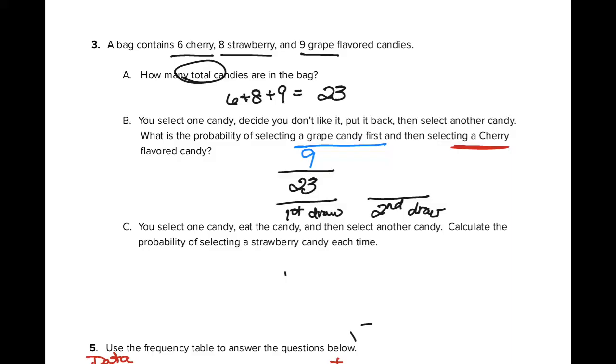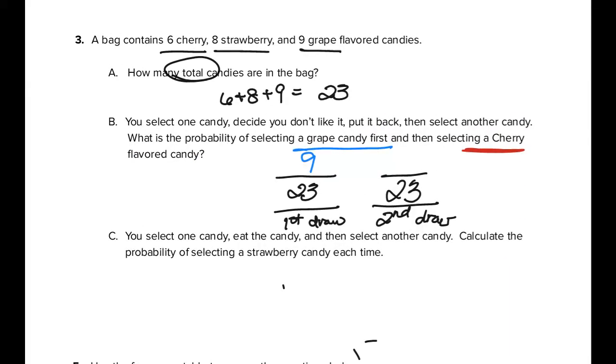So you put it back in the bag. So for my second draw, how many do I have to choose from total? I still have 23 because we put that candy back. But this time I want to get cherry. How many cherries do I have? 6, yes.